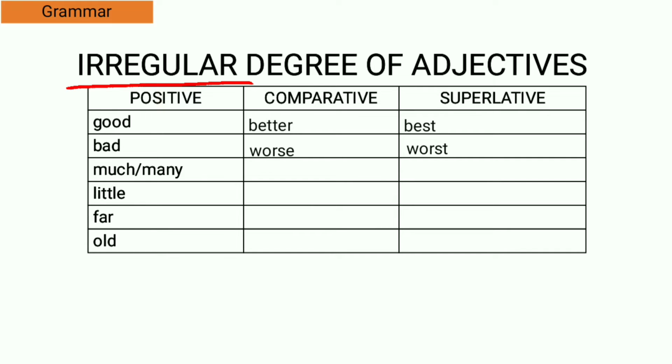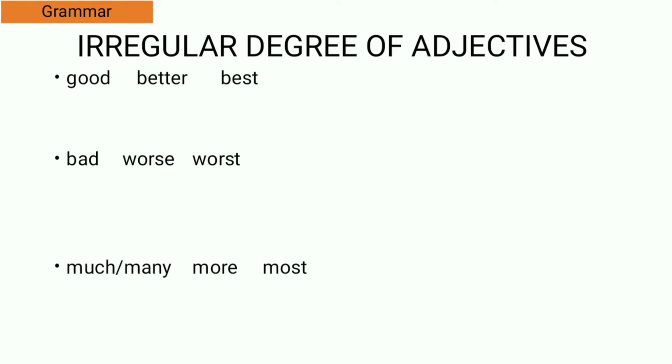Next, much or many becomes more, then most. Little, less, least. Far, further, furthest. So we interchange letter A into U. Then old becomes elder and then eldest. Next, we have more examples here. The following are your irregular degree of adjectives, and let us try to put them in a sentence.